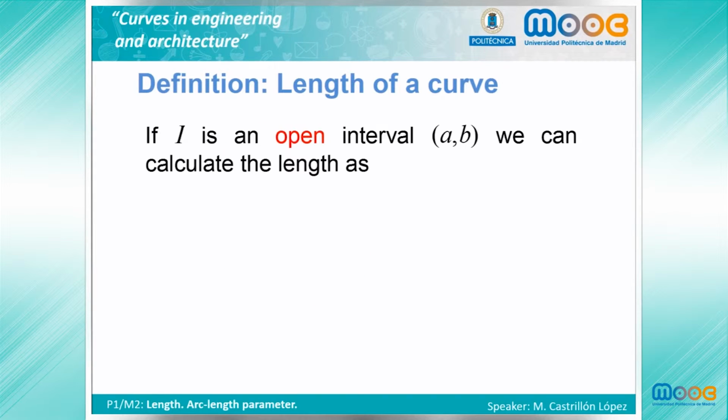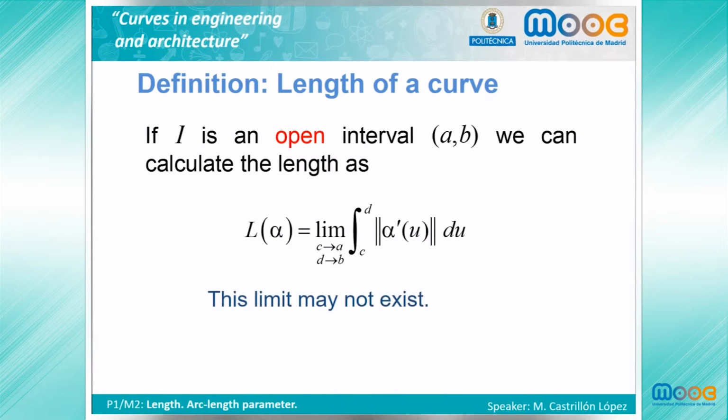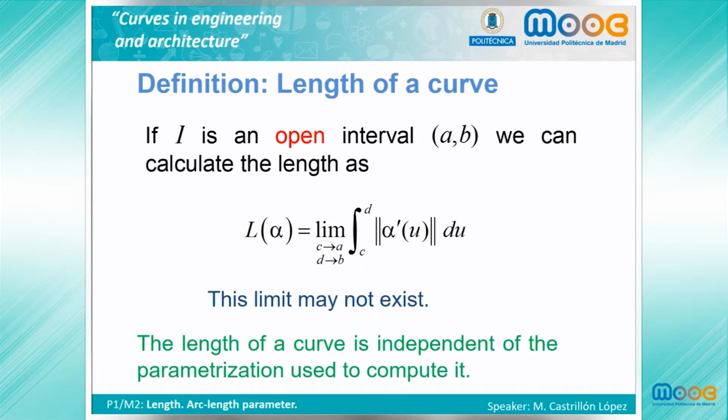If we have an open interval I given by A and B as the initial and final points, we can calculate the length as the limit when C goes to A and D goes to B of the integral between C and D of the norm of the derivative of alpha. Note that this limit may not exist. And as we will see later, the length of a curve is independent of the parametrization used to compute it. This is true because, in fact, a change of parameter is equivalent to a change of variable in the integral, and this does not change its value.